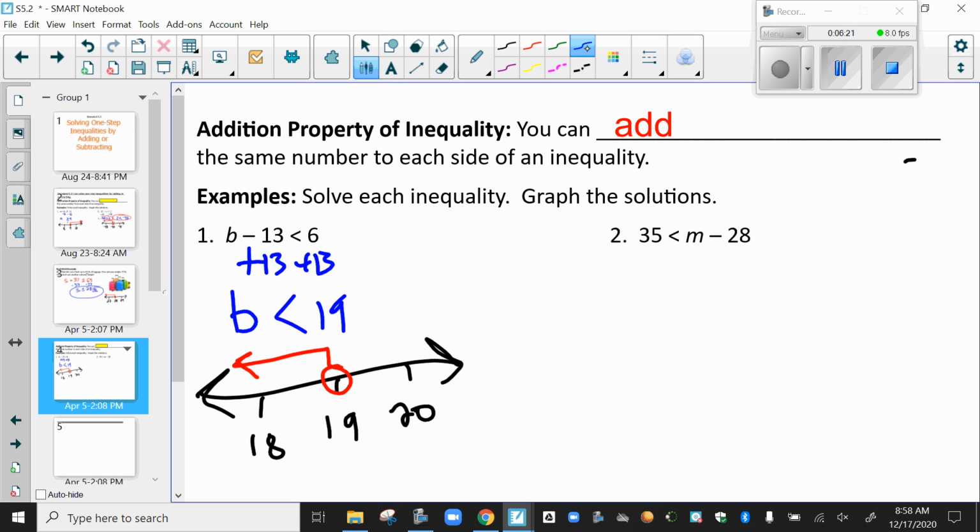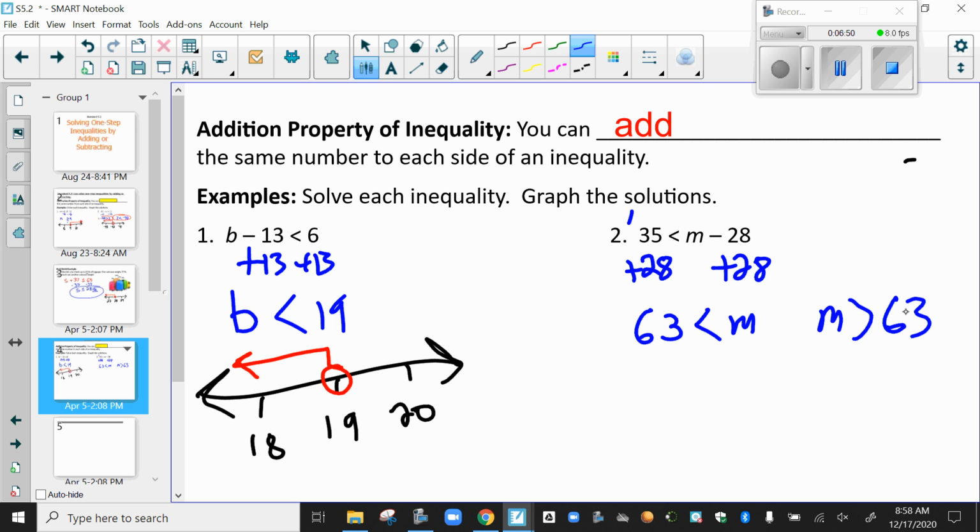M's on the other side again, so we're going to add 28 to undo the minus 28. Plus 28 both sides. 35 plus 28. Let's see, 5 plus 8 is 13. 63. Bring down my less than sign and the m. I want to flip that to be m. It's open to the m, so it'll be open to the m still. So m is greater than 63.